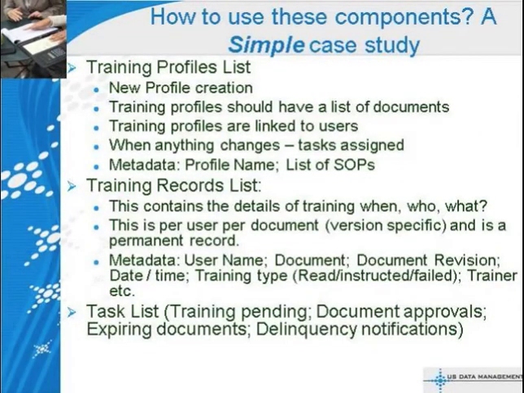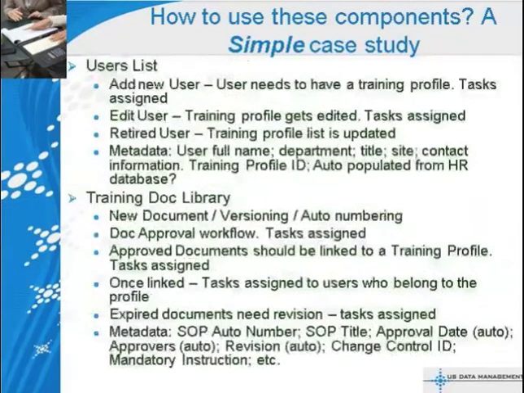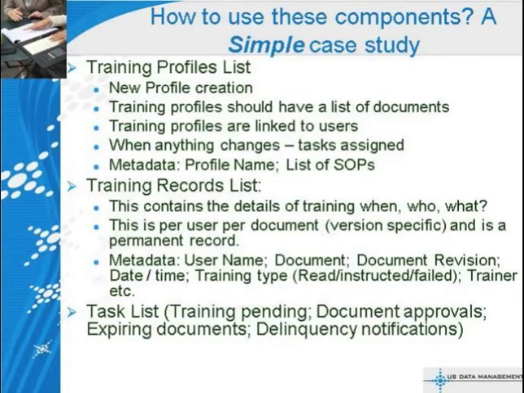What else do we need? We need a training profiles list where we store a list of SOPs associated with this profile. And if you remember earlier in this users list, each user is associated with one or many profiles, right? So that's how we track all of this information. So when you have a new training profile, you have to have some documents associated with it. So that's an activity that can be triggered. And when anything changes, tasks are assigned, meaning the new documents are added to it. Say new documents are added to this training profile, you automatically have to send out notifications to every user saying, thou shalt get trained on this, and so on.